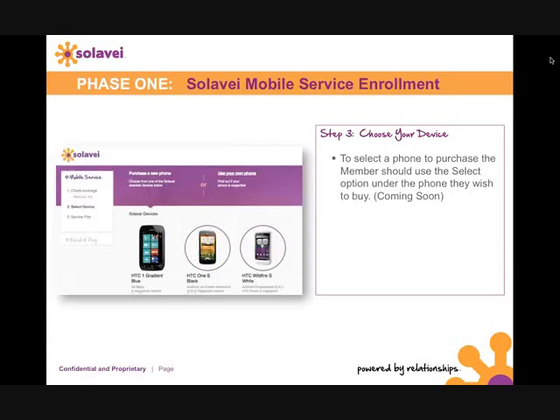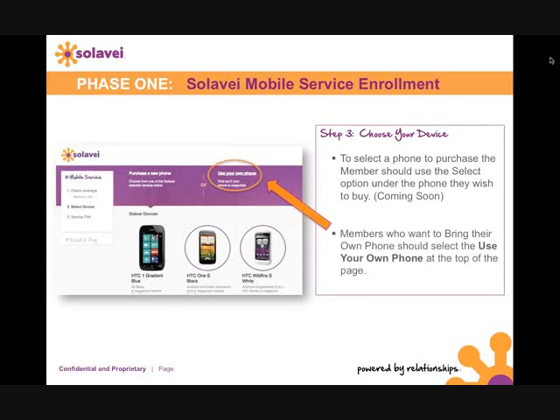Step 3 then, once they've gone through Step 2, is to choose your device. Now, to select a phone to purchase, the member should use the Select option under the phone they want to buy. Now, right now, until all the founding members are in, these phones are not available. So some of you might have tried to go in already, and you say, well, it looks like it's sold out. Well, technically, it's not sold out. Technically, we're just not letting anybody but founding members who have a secret code get through.